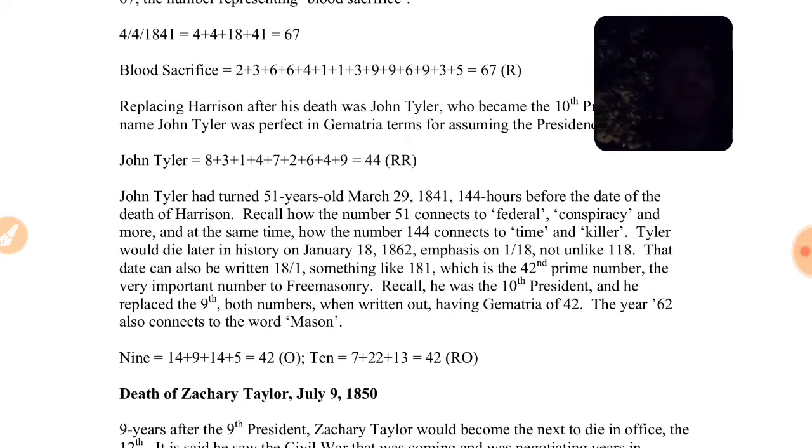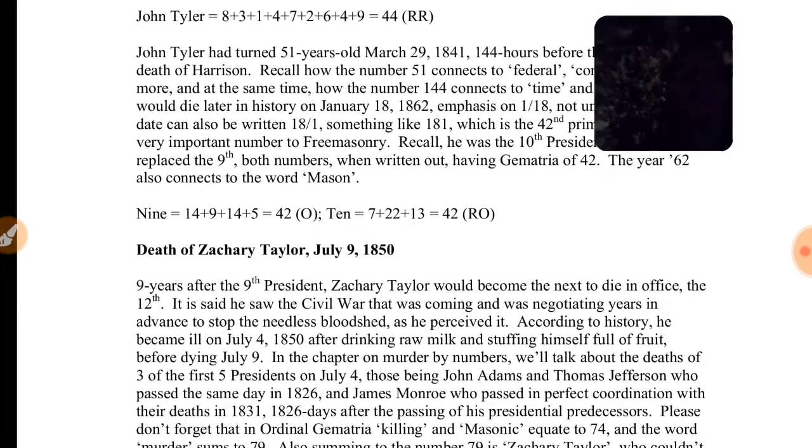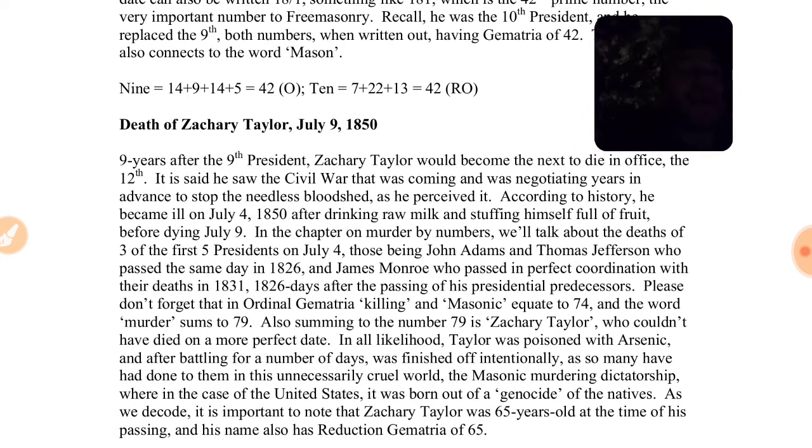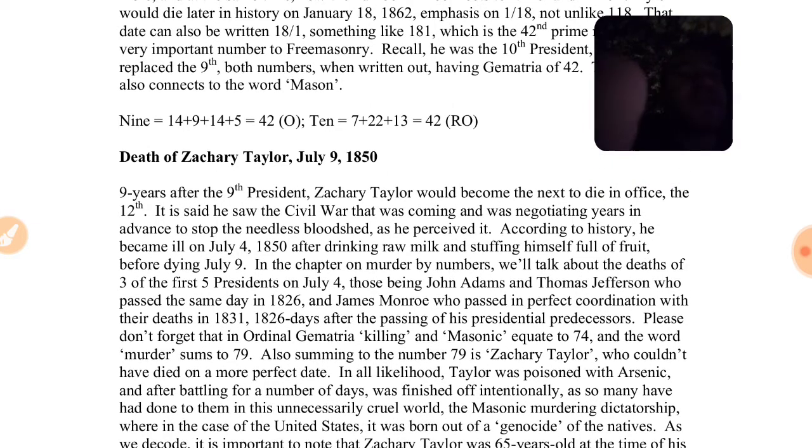Both numbers, when written out, have gematria of 42. The year 62 also connects to the word Mason. 9's 42 in ordinal, 10's 42 in ordinal. So here we are, this is where we left off. Death of Zachary Taylor, July 9th, 1850. 9 years after the 9th president, Zachary Taylor would become the next to die in office, the 12th.